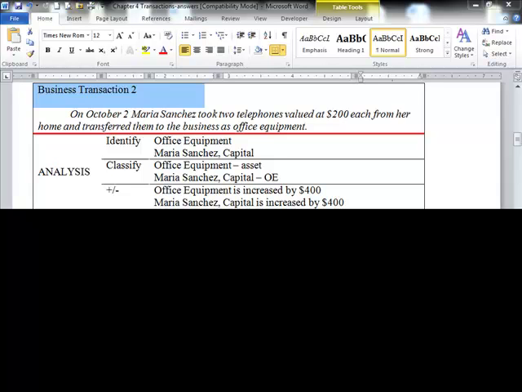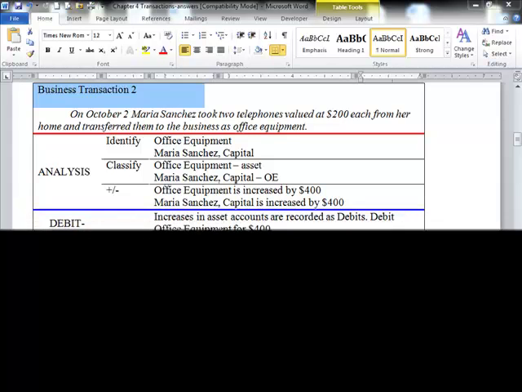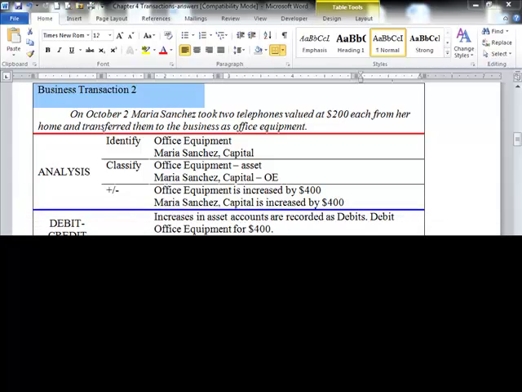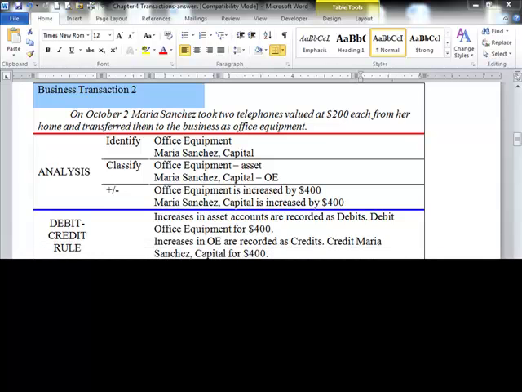Now we need to talk about the debit and credit rules. We know office equipment is an asset, and we know when asset accounts are increased, in this case increased by $400, they are recorded as a debit. So you will see I have typed in increases in the asset accounts are recorded as a debit. Debit the office equipment for $400. Increases in capital accounts, such as Maria Sanchez's capital, is recorded as a credit, also an increase. Increases in capital accounts are recorded on the right side, or the credit side.